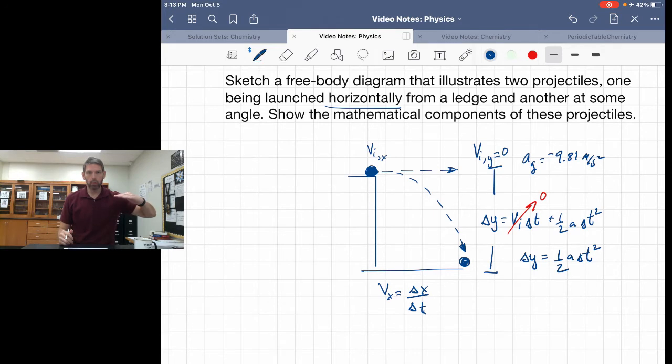So initially it's launched, and it'll have that initial velocity, and that velocity will stay constant along the horizontal direction. The initial velocity along x has to be greater than 0 meters per second if it's launched horizontally. It's just that it has no initial velocity going straight down. So that's pretty easy.